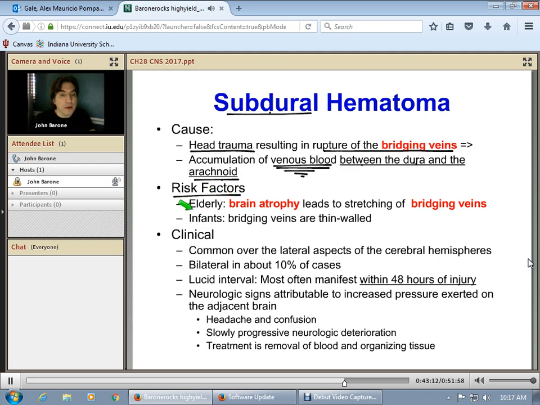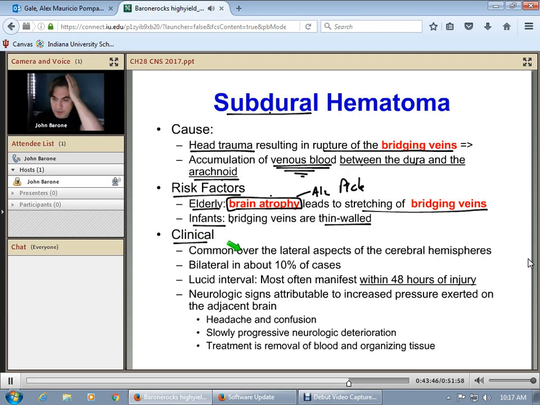So now, risk factors here. In old people, it's atrophy. So either just senile atrophy or Alzheimer's atrophy, Pick's disease atrophy, Huntington's disease, anything that causes the brain to atrophy, which could just be old age. That's what will stretch the bridging veins. Now, for infants, they can also get subdurals just because the bridging veins are very thin-walled in an infant. So infants are at risk too. Now let's go to clinical. These are very common over the lateral aspects of the hemispheres.